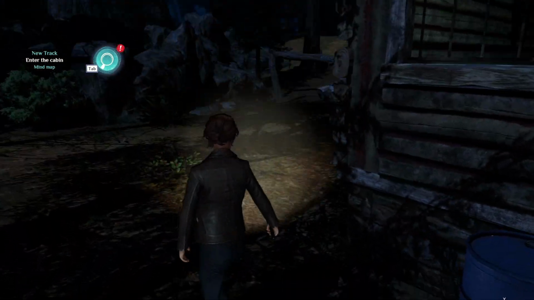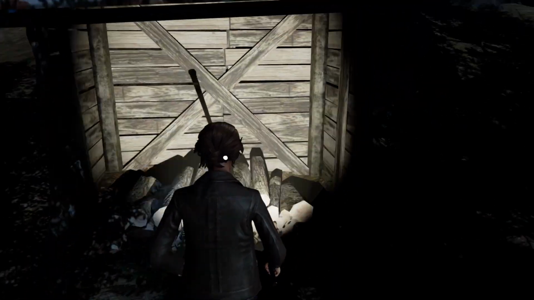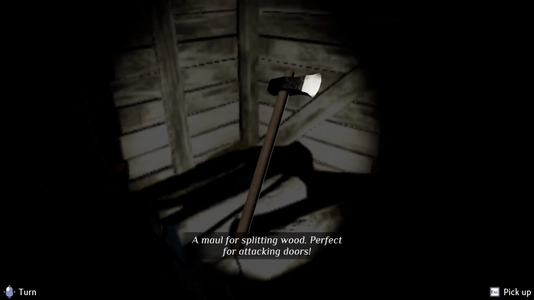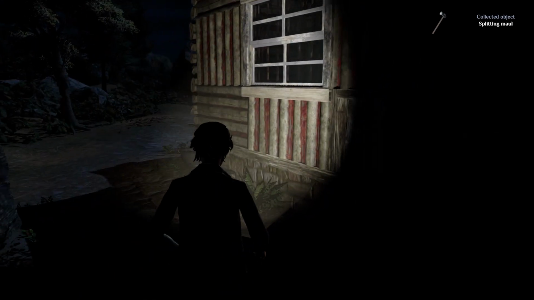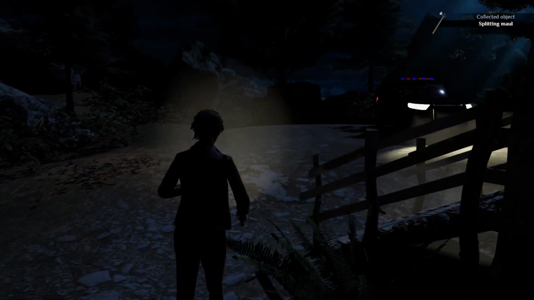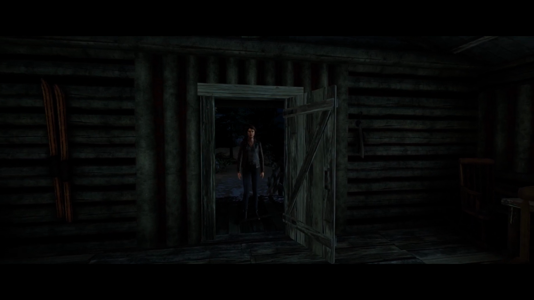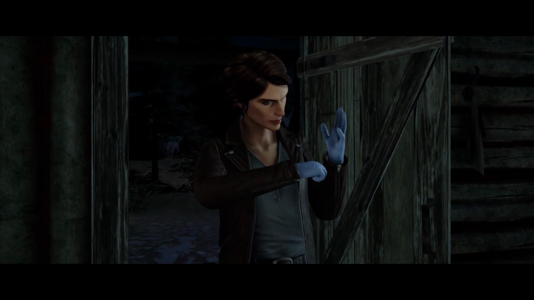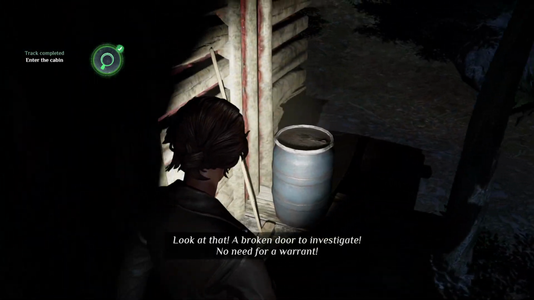Okay, so I need to enter the cabin somehow. Oh, a maul for splitting wood. Perfect for attacking doors. Not only doors. Okay, so let's go inside. It's probably empty, right? Okay, a broken door to investigate. No need for a warrant.